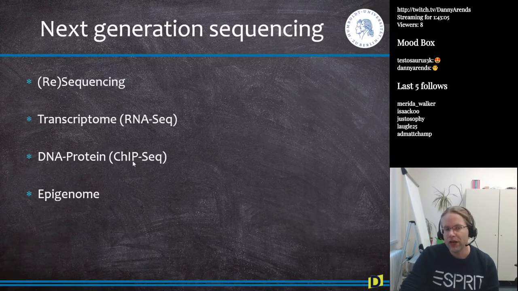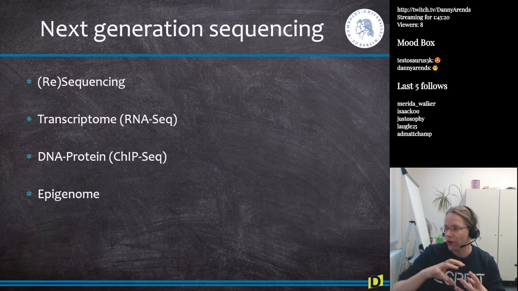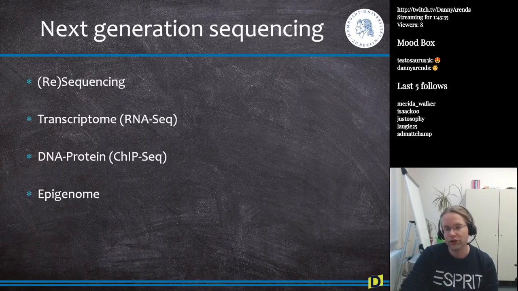Furthermore, we have ChIP-seq, which is if you are interested in where proteins bind to the DNA. So here you use an antibody which targets the protein of interest. You first use a chemical which fixes every protein to the DNA, and then you fragment the DNA, and then you use an antibody to fish out your piece of interest because you want to know where this protein bound the DNA. So that is called ChIP-seq.